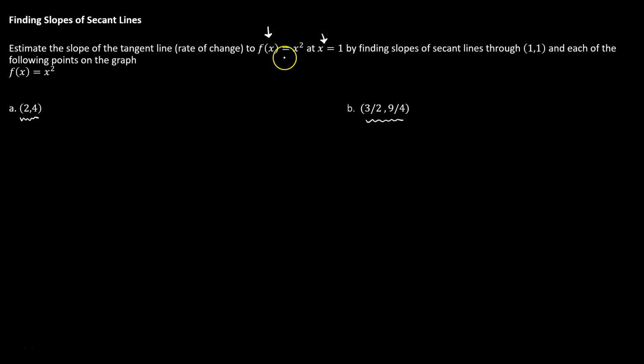So if we're looking at the function x squared, and we want to approximate the rate of change near x equals 1, we're going to find secant lines through the point passing at x equals 1 and the other given point. So we're looking at f of x equals x squared. We're looking at what happens to our function when we plug in x equals 1. That spits out the point (1, 1), so that's our anchor point. And then we want to create a secant line using the given point.